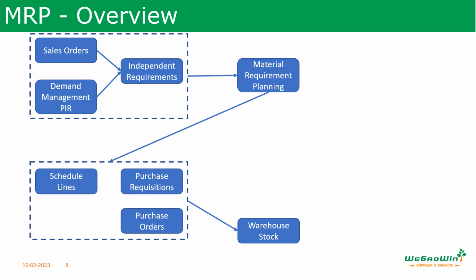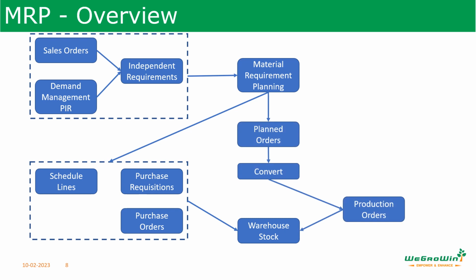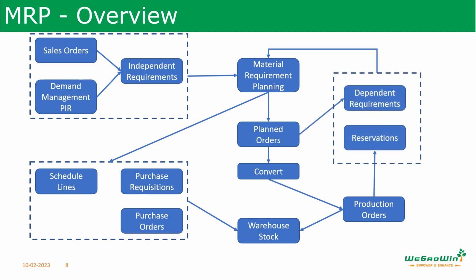Then we buy the material and keep it in stock. This is the purchasing side. In parallel, MRP will also give the planned orders. These planned orders will be converted into production orders, and then these are also produced and kept in the warehouse stock. Meanwhile, for production orders, we would have created reservations. Similarly, for planned orders, there are dependent requirements.